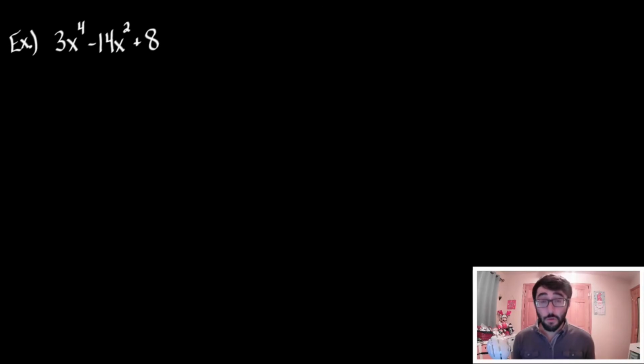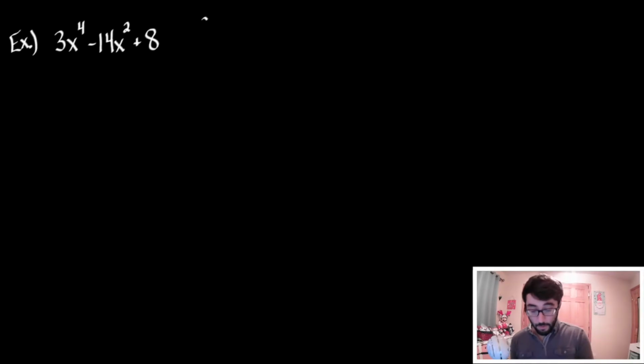Okay, so in this one, we have 3x to the fourth minus 14x squared plus 8. So the exact same rules apply. Always check for a greatest common factor first. This one does not have one, so I would go to factoring this trinomial. And once again, it follows that pattern. The leading term is x to the fourth. The middle term is x squared, exactly half of the exponent of the leading term. And the last term is a constant.